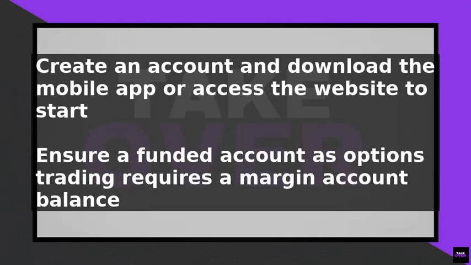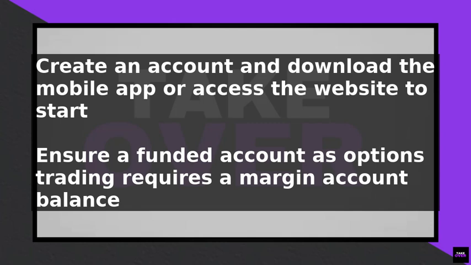To begin options trading on Webull, first create an account and download the mobile app or access the website. Ensure you have a funded account as options trading requires a margin account. Navigate to the Trade section and select the Options tab. Webull offers a variety of options trading tools and resources, including an options screener, volatility charts, and market data. Familiarize yourself with these tools to make informed trading decisions.